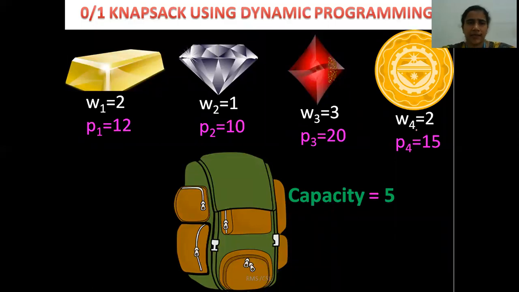Now just see an example here. I have a bag with capacity 5. There are 4 items. Weights of the items are given as W1, W2, W3, W4, and the profits which we are going to earn by adding these objects are P1, P2, P3 and P4. Here we need to decide which objects can be added to the knapsack so that I can get maximum profit, that is the optimal solution. We'll see this step by step.